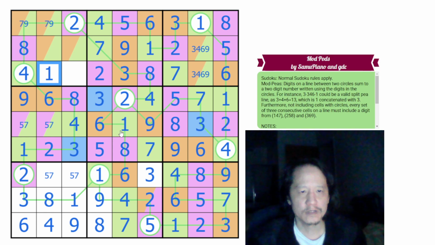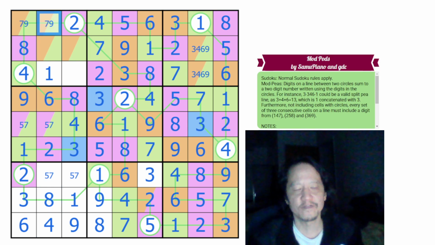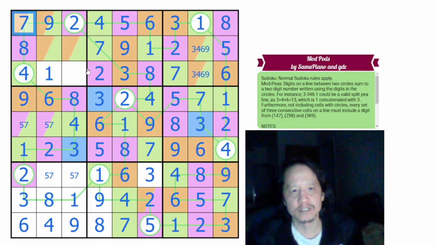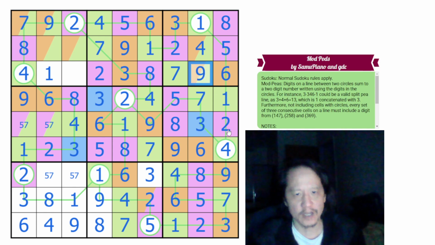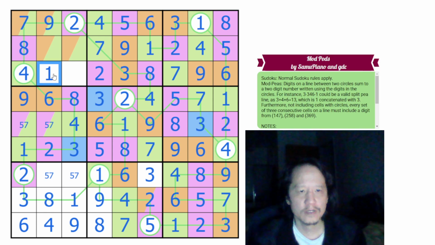This can't be 1 anymore. Therefore, this is 1. We have a 5, 7, 5, 7 pair in column 2. Therefore, the rest of the column cannot contain a 5 or 7. Therefore, this is a 9, which makes this a 7. This can no longer be 3 or 9 or 6, so this must be 4. This can't be 3, 6, or 4, so this is 9. So this has to be green. This can't be green. This must be orange. This must be green, and this must be pink, which makes this a 5.